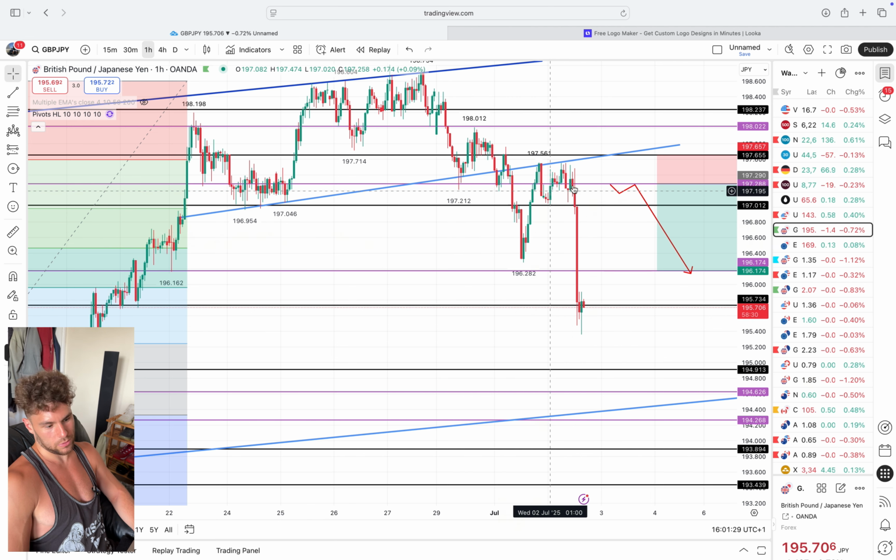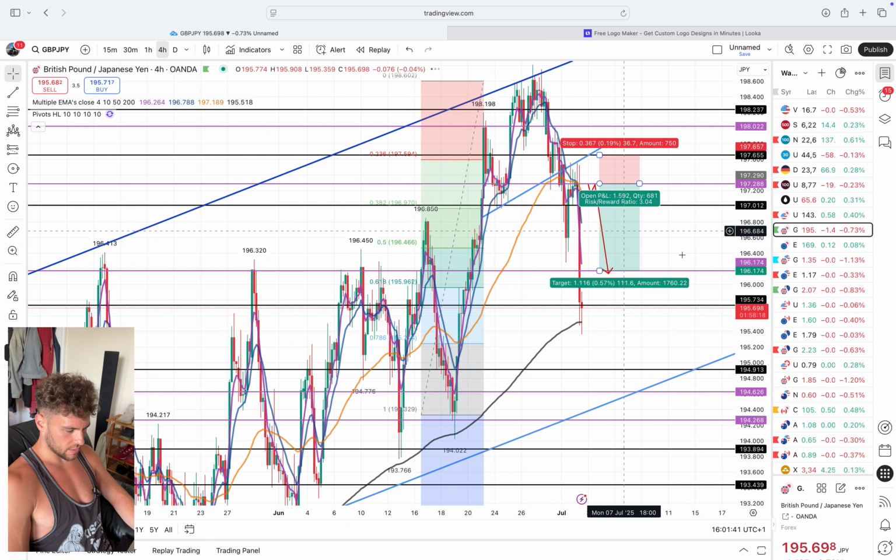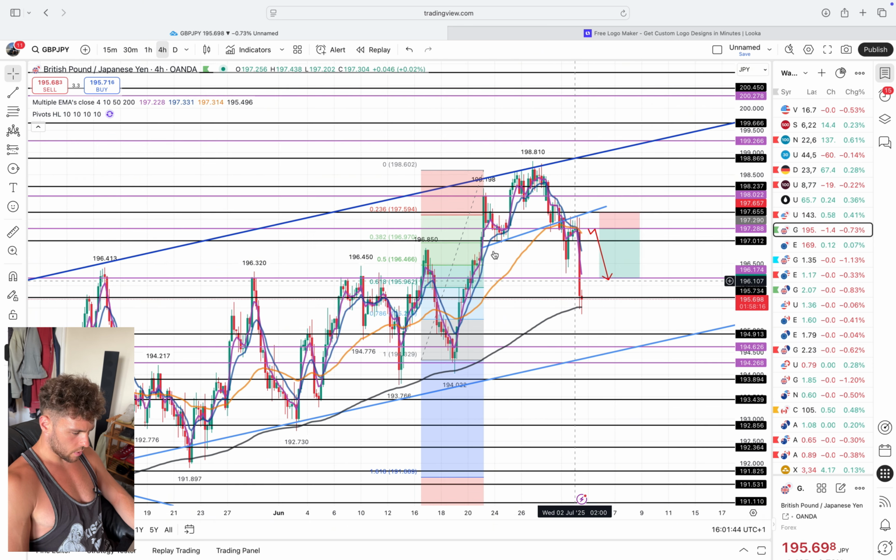People that were trying to buy this obviously weren't having the best day, but for me, with all these confirmations that we had, it was an absolutely seamless and perfect trade, as you guys can see there. So yeah, that's basically how the trade came about.